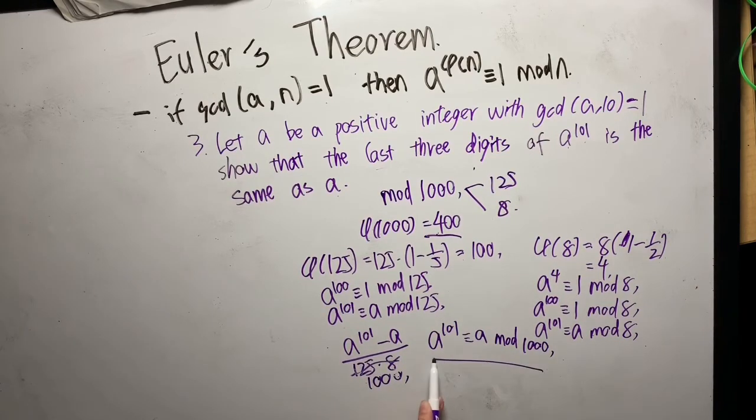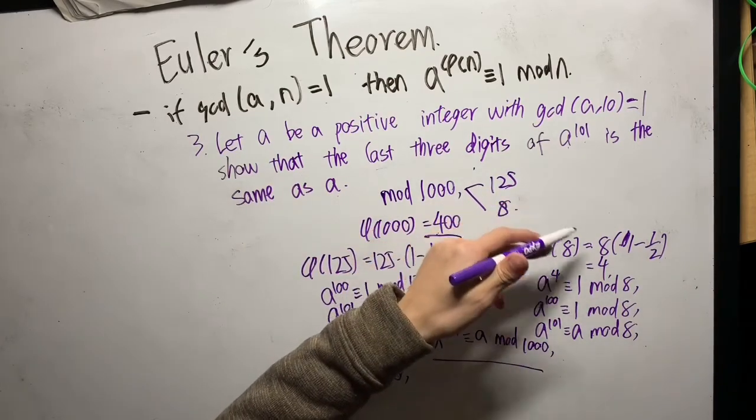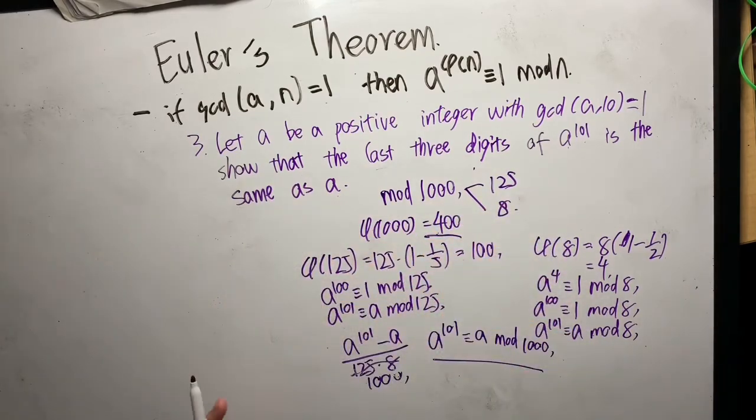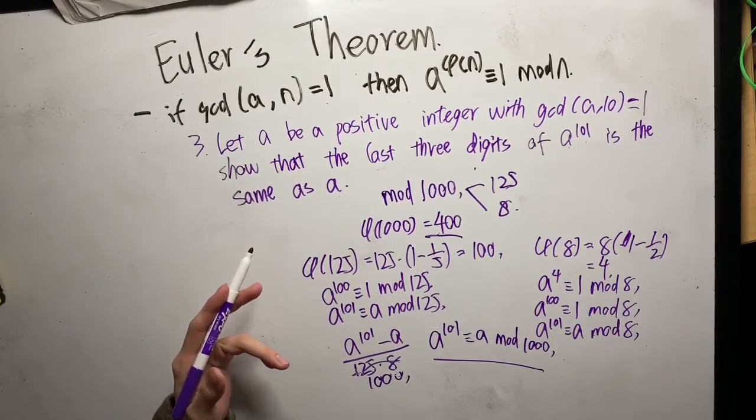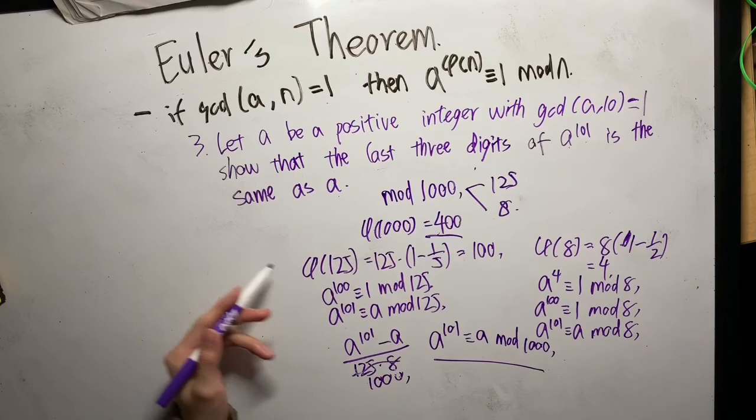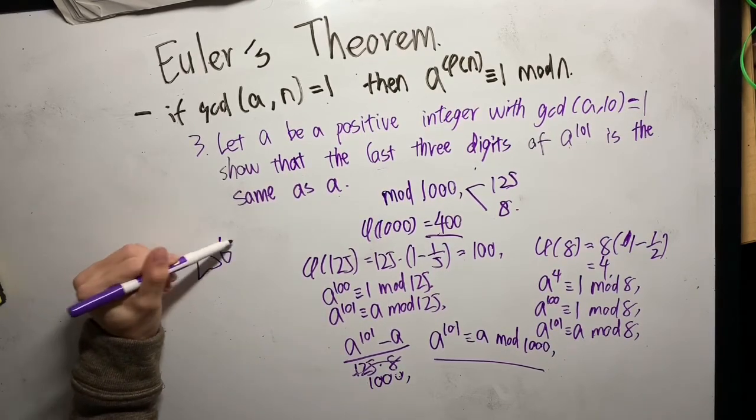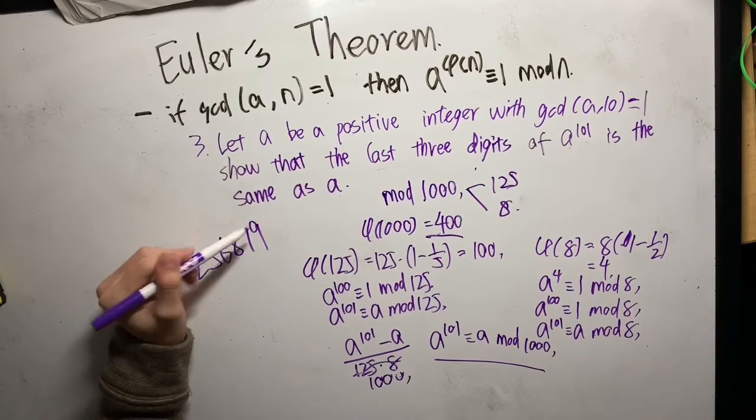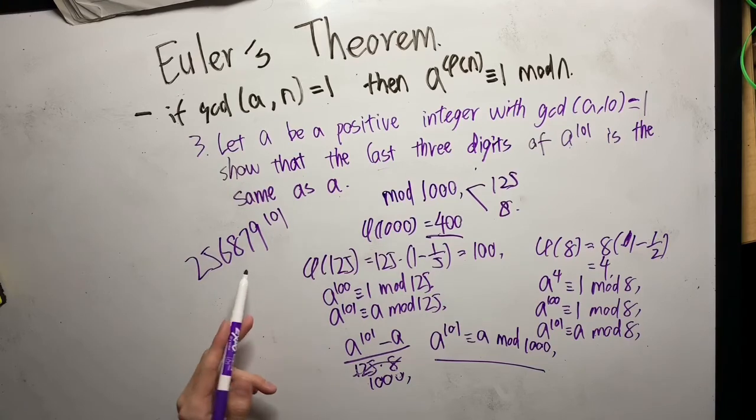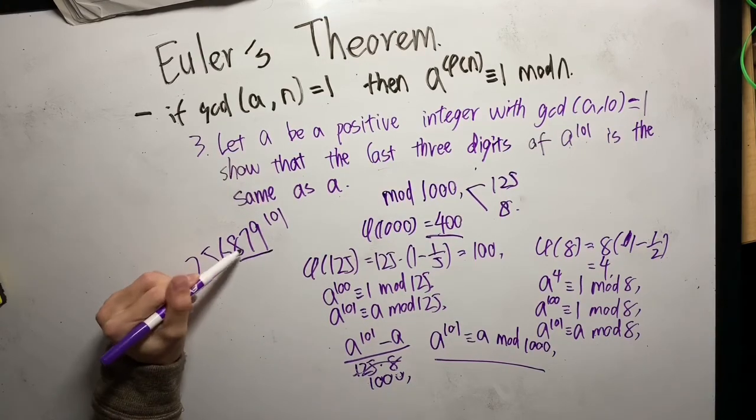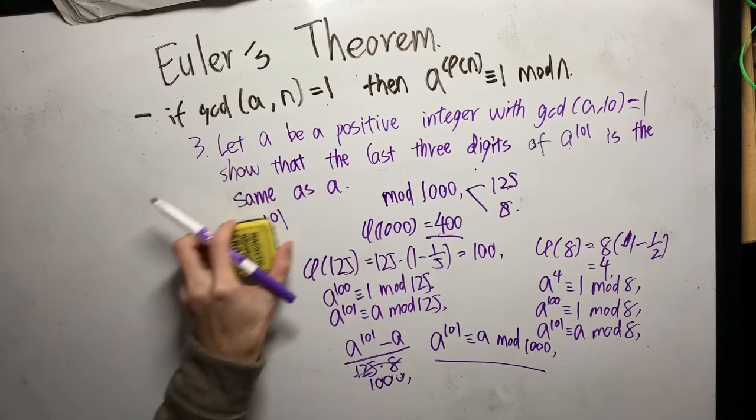So this gets a conclusion that the last 3 digits of a^101 are the same as a. A tricky part of this question is that you can ask your friend what the last 3 digits of 256879^101 are, and you can get the answer, which is 879, immediately.